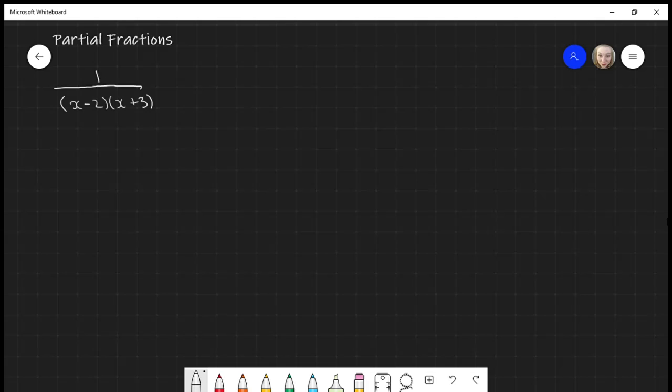This is an example of an expression that can be broken up into smaller additions. It's usually expressed in this form: some sort of constant a over the first bracket plus some other constant b over the second bracket. We can show how we got to this expression by including this expression.